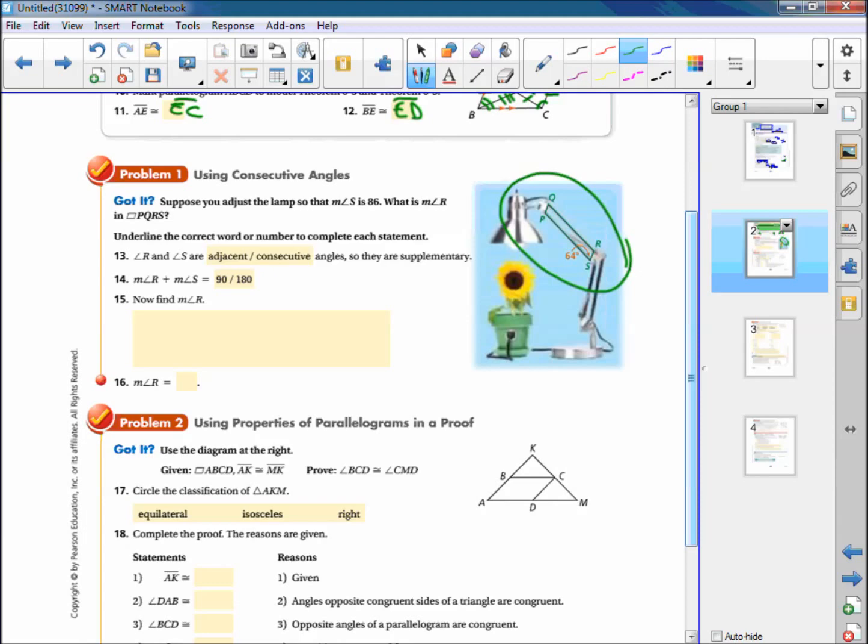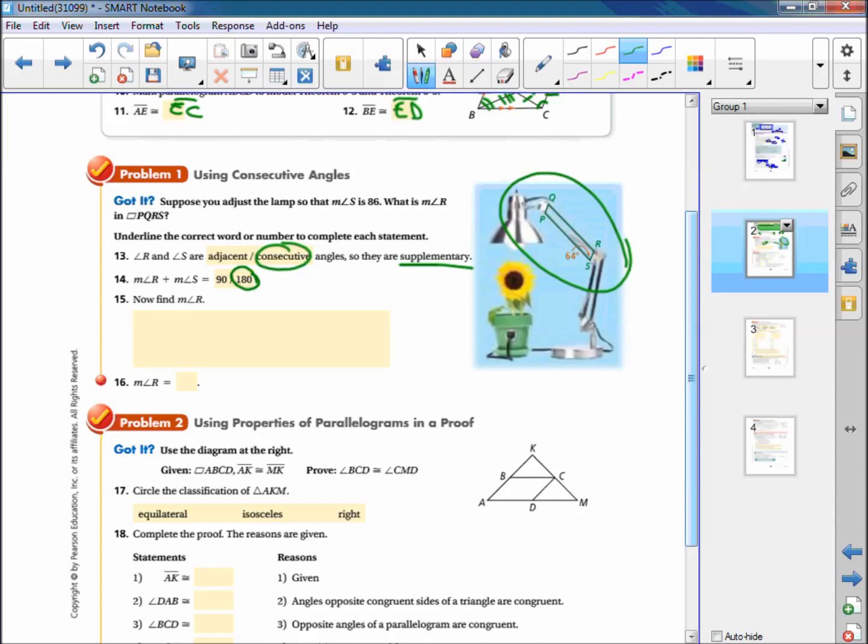So S and R are consecutive angles in this parallelogram, so they should always be supplementary. All right, so underline the correct word or numbers to complete each sentence. So R and S are consecutive angles, so they are supplementary. Okay, and then the measure of angle R plus the measure of angle S should equal 180. That's what supplementary means. They add up to 180. So we can use that information to find the measure of angle R.